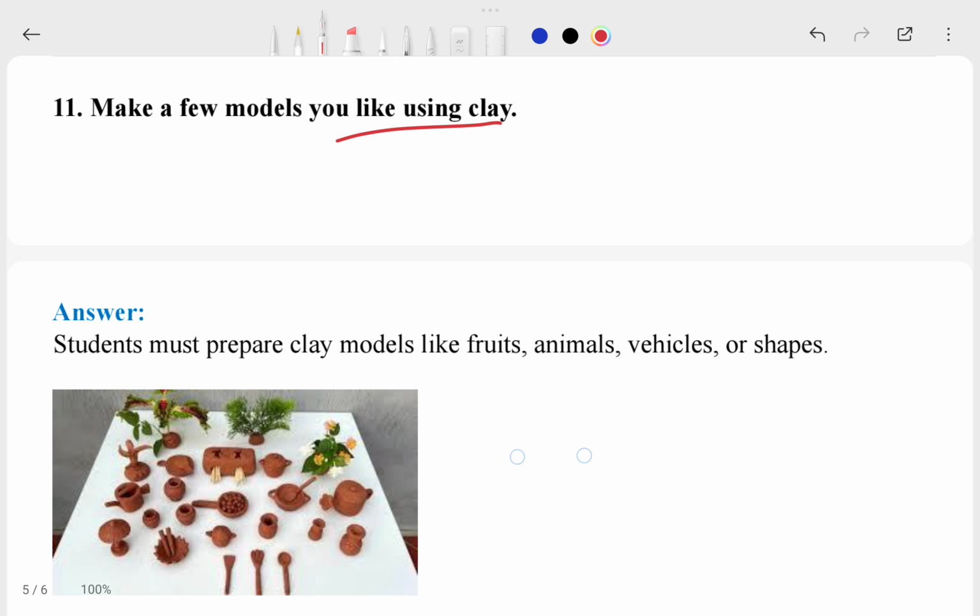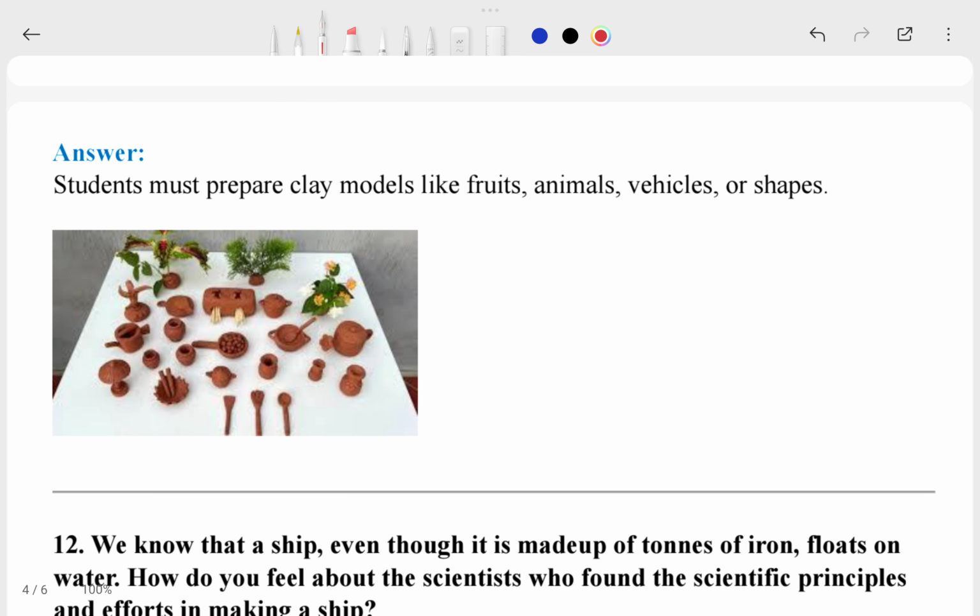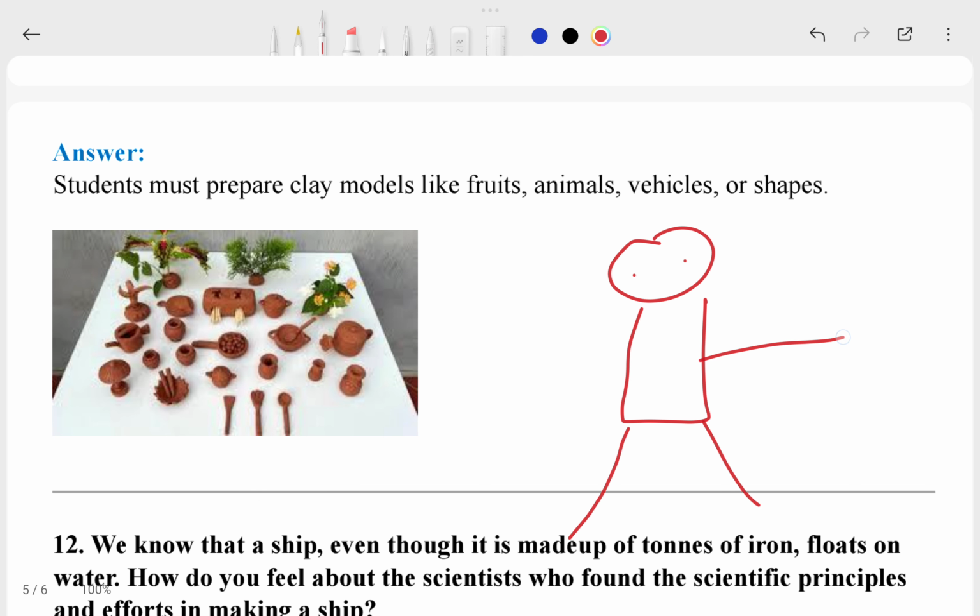Make a few models, usually by clay. So you have to use clay and you can make a model. Like in childhood we made toys like that. In my childhood I did this one. I take the clay and put it there, then make the mouth, then eyes, then body, and hands like this. Okay, we all did this in our childhood.